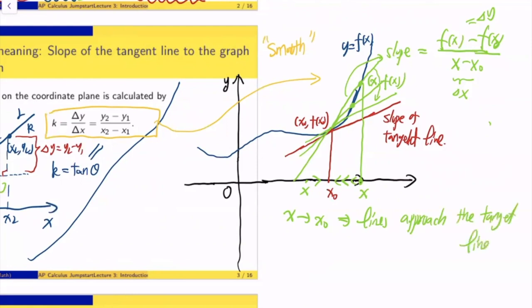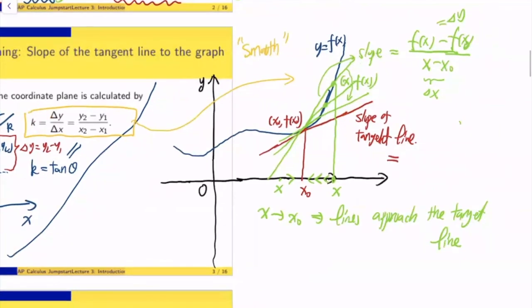Right, they approach the tangent line. So we expect they approach something that is infinitesimally close to the curve. All right, so that's the tangent line. Mathematically, the slope of the tangent line should just equal the limit, right? Approach in mathematics just means the limit. So let's take the limit of the slope.